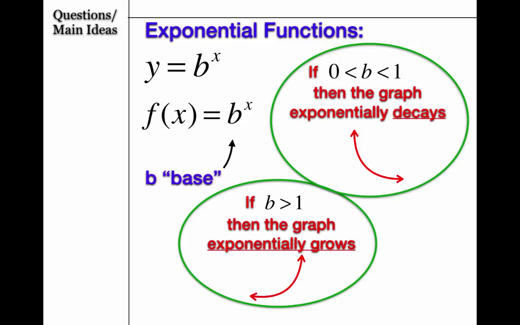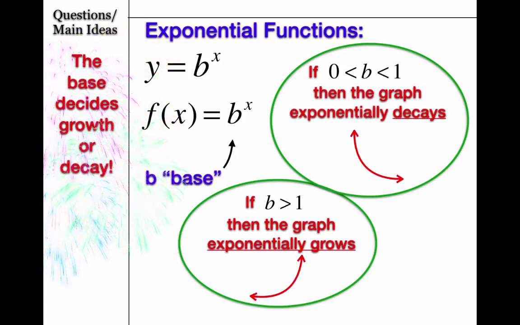So we call graphs that drop down exponential decay or they grow. Those are the two differences. And the base tells you what it's going to do. If the base is a small decimal fraction, it's going to be a decaying graph. If the base is a whole number bigger than 1, it's going to exponentially grow. I guess it doesn't have to be a whole number, just any number greater than 1. I gotta re-clarify that. I'm gonna write the base decides growth or decay. That's kind of our main idea.